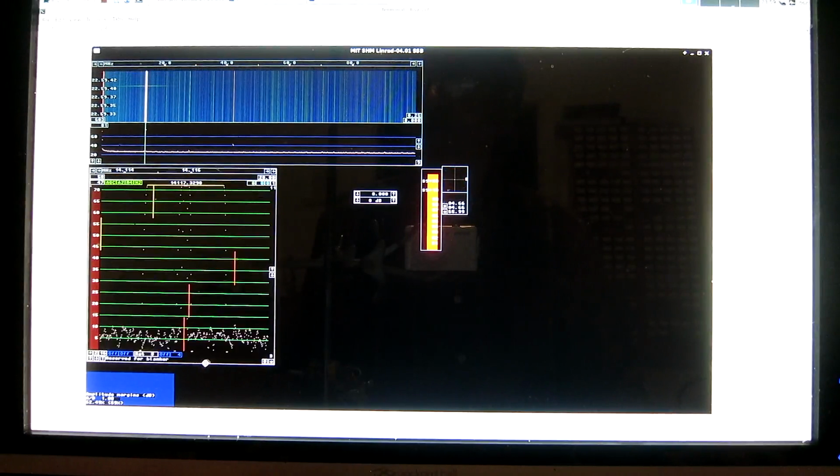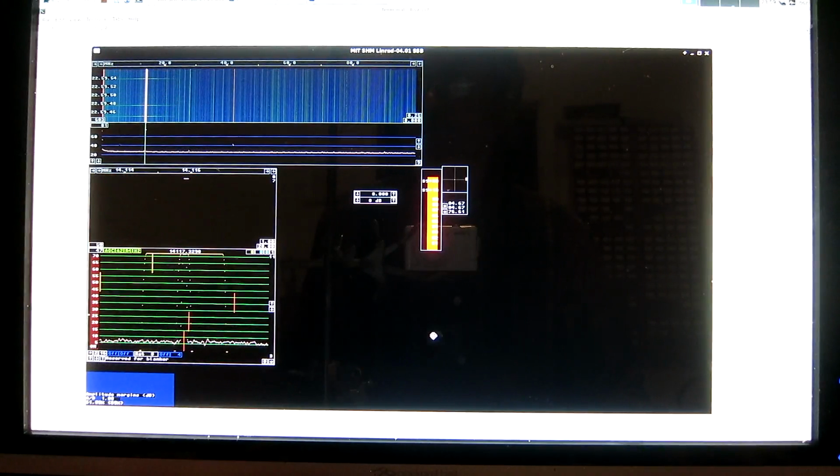Now, Linrad is not quite capable of doing 200 megahertz sampling, that is 100 megahertz bandwidth, so there are occasional glitches. That's not a problem for the measurements I'm going to do in this video, but it would be a problem for real usage.